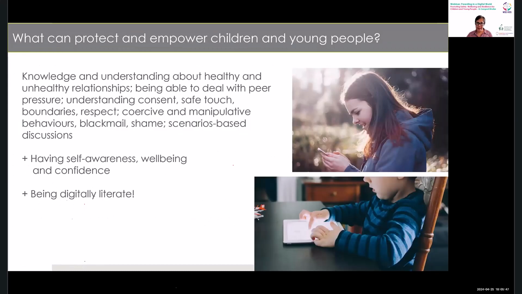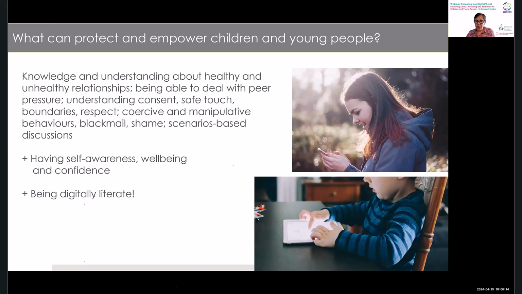So what can protect and empower our children and young people? We've talked about a number of things here. One is knowledge and understanding about healthy and unhealthy relationships. In other words, do they know blackmail's not right? Do they know what blackmail is? Do they know how some people might try and trick them into giving information, or how bribery can be used or flattery can be used? We want them to have these life skills.